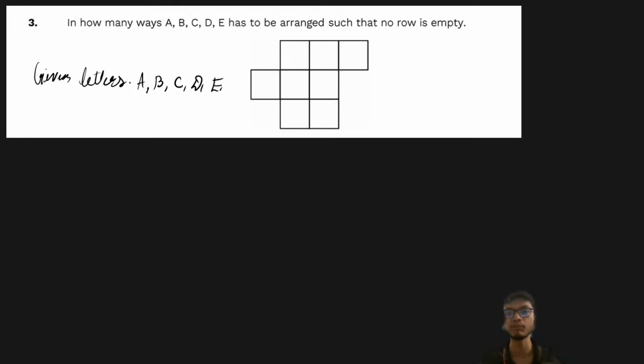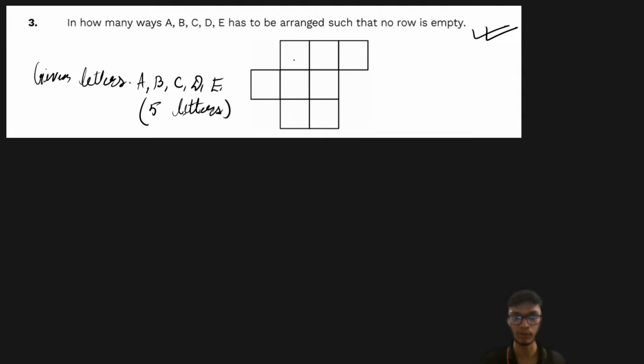That basically means I have to fill, sorry, it's not mentioned no two. It is said that no row is remaining empty, right? So I have to fill up all the rows. If I look at the letters, there are total 5 letters over here.